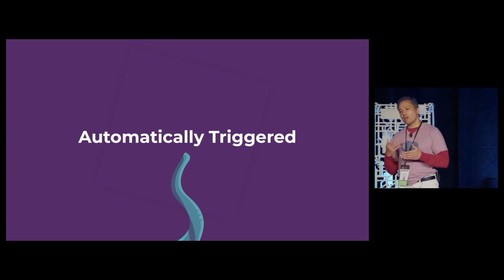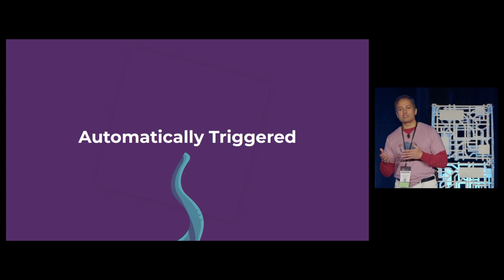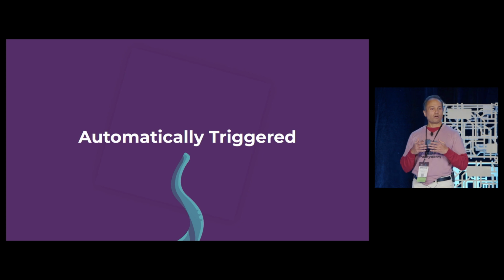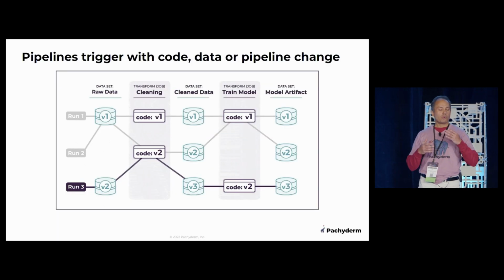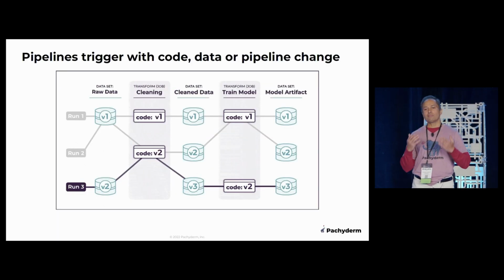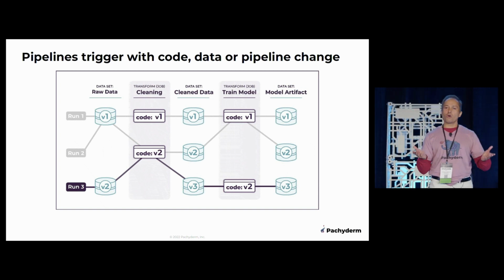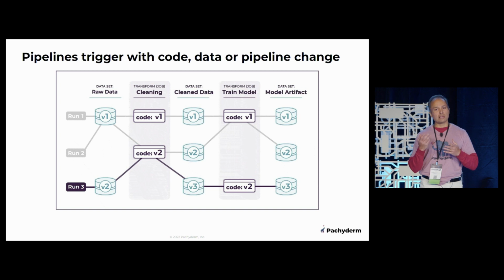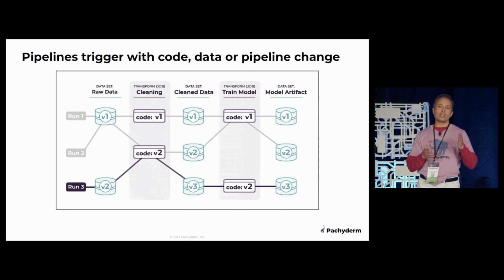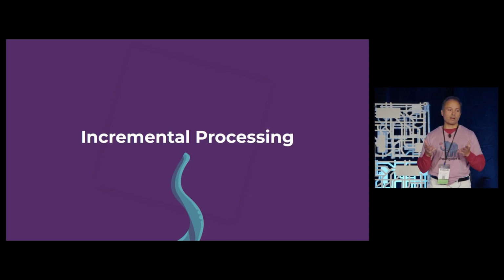So if we're iterating on the data and we just add increments of new images or some new binary files, we want to be able to have those pipelines trigger automatically as soon as the data has been added. Or if we get a new image of our code being added, we want to have those pipelines run. Or if we change the way the pipeline is set up too, we want them to run automatically.